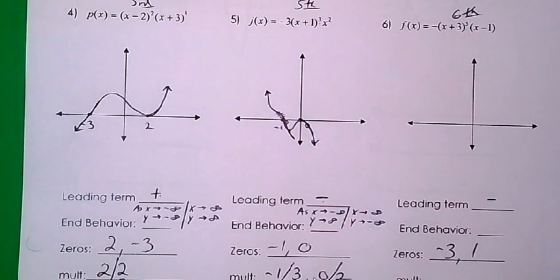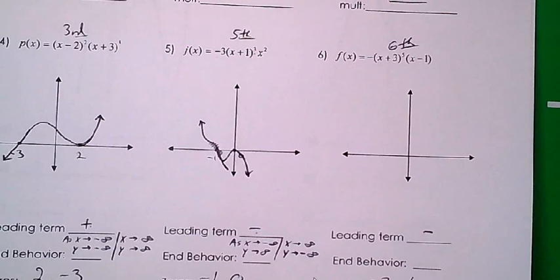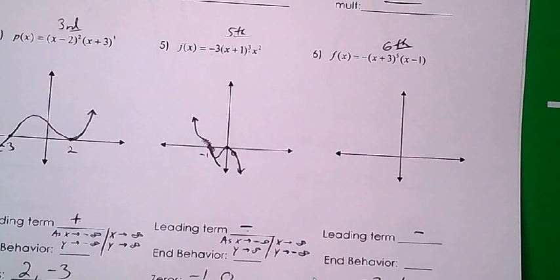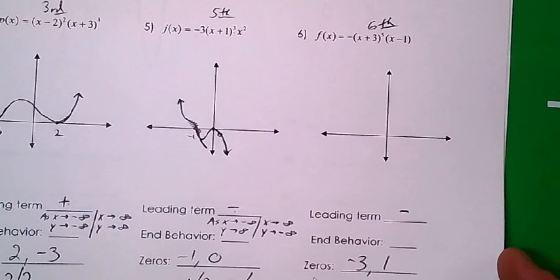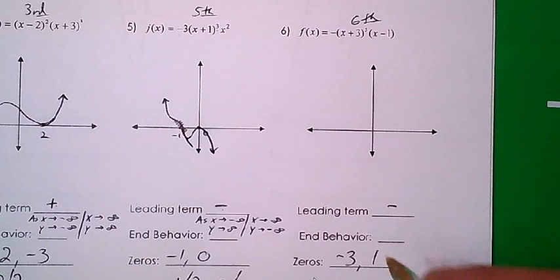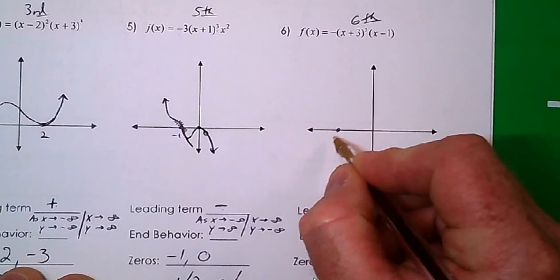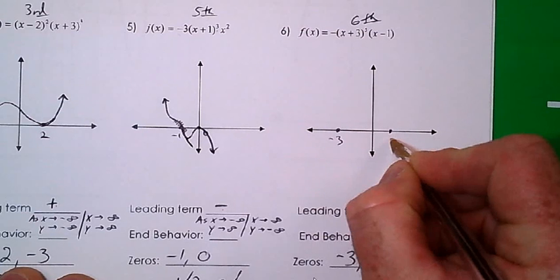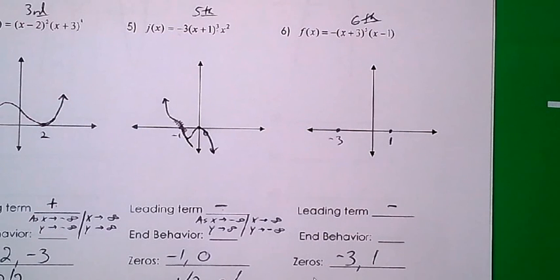This is a 6th degree polynomial. So what is my graph going to do if the leading coefficient is negative? 6th degree, what's it going to do? It's going to go both down. Okay? So let's list the zeros. We got negative 3. We got positive 1. Now the negative 3 has a multiplicity of 5, so that's going to look like the cubic. And we know that both of them go down.